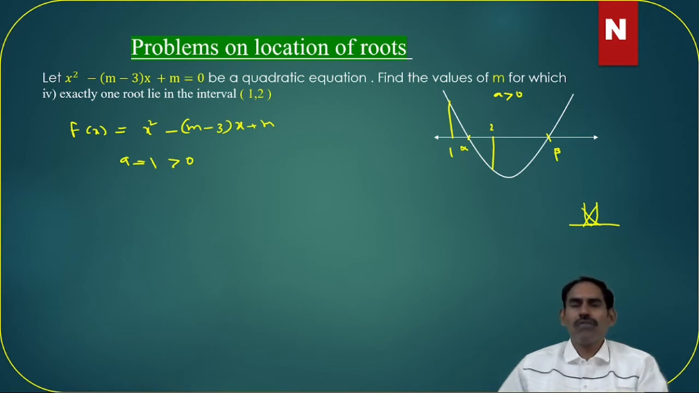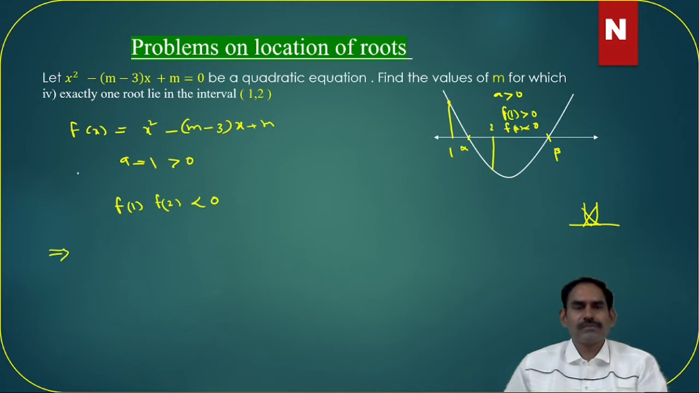And also, what is f of 1? f of 1 is positive and f of 2 is negative. That means f of 1 is above the x-axis, positive, and f of 2 is below the x-axis, negative. Therefore, the condition is, here a is already positive, so 1. So the condition is f of 1 into f of 2, positive into negative, here will be negative. f of 1 into f of 2 is less than 0. This is the condition. So what is f of 1?